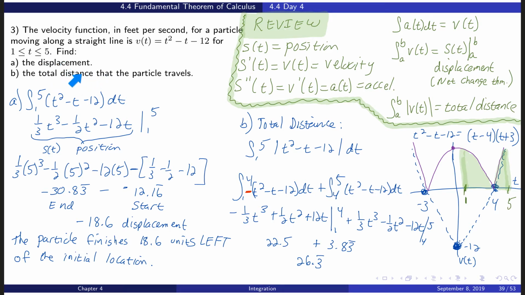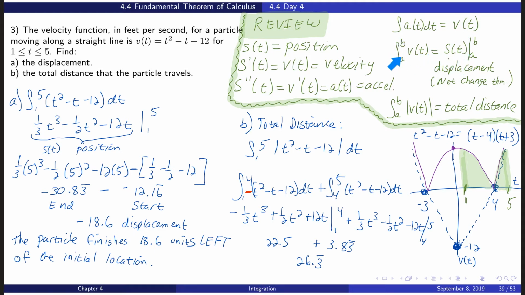These two things are often confused, so it's worth our time to spend a little bit of review time. S of t is a position function. The first derivative of a position function is a velocity function, and that's what we were given here. We were given a velocity function. And the second derivative of a position function is the first derivative of a velocity function, which is an acceleration function. Going the other direction, the antiderivative of acceleration is velocity, and the antiderivative of velocity gives you displacement.